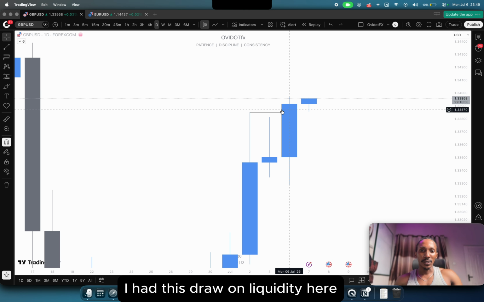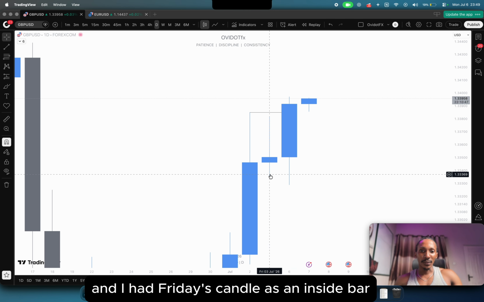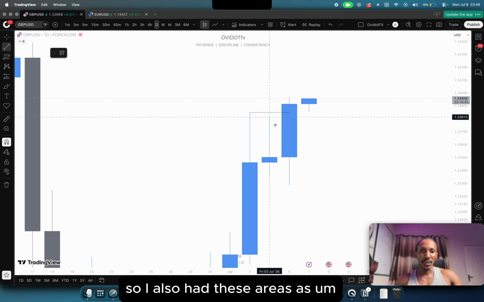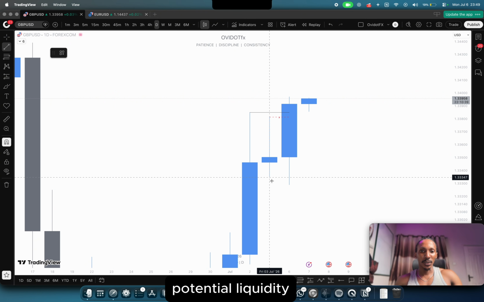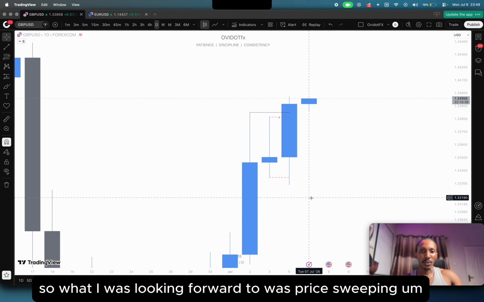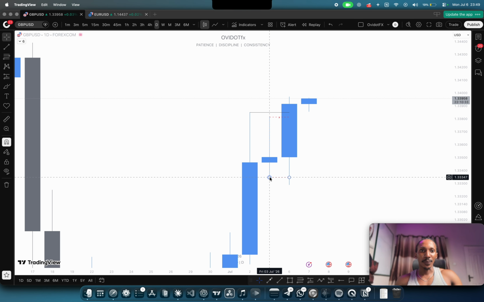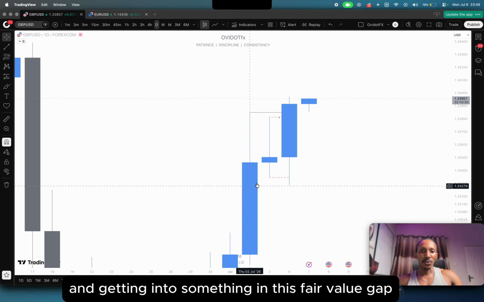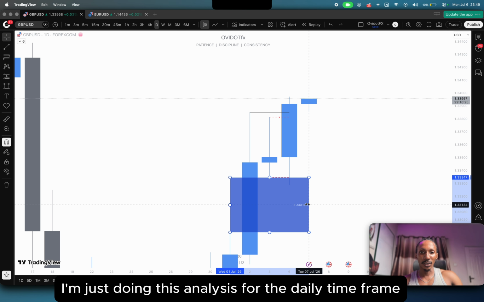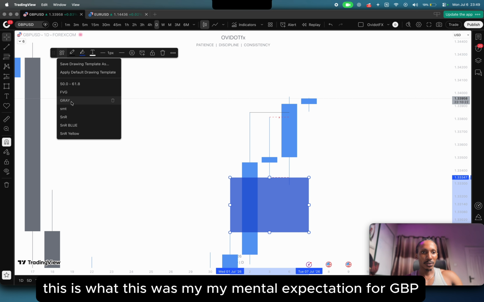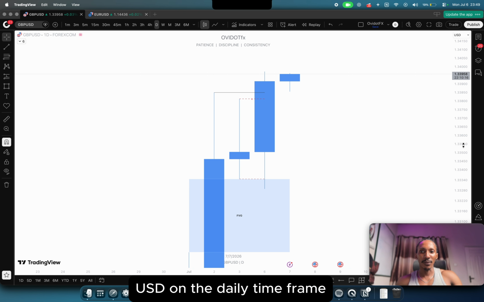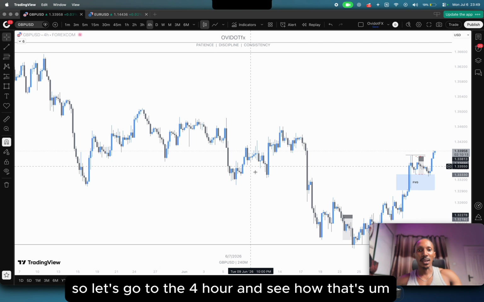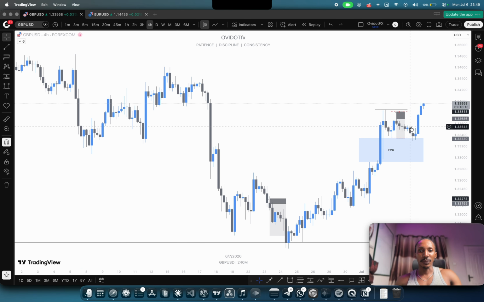I had this draw on liquidity here, and I had Friday's candle as an inside bar. So I also had these areas as potential liquidity. What I was looking forward to was price sweeping Friday's low and getting into something in this fair value gap for the daily time frame. I'm just doing this analysis for the daily time frame. This was my mental expectation for GBPUSD on the daily time frame. So let's go to the 4 hour and see how that's played out.